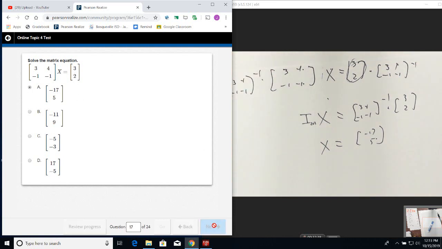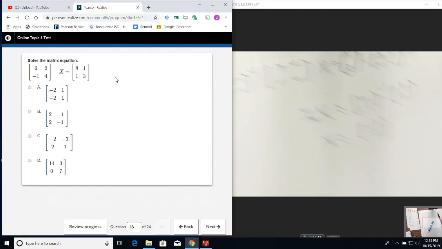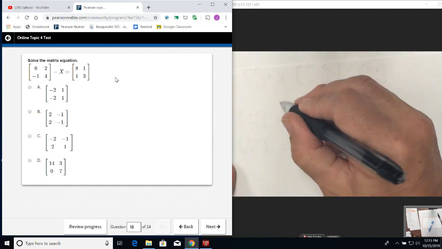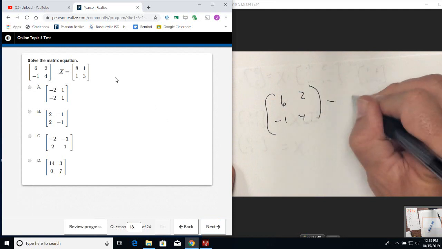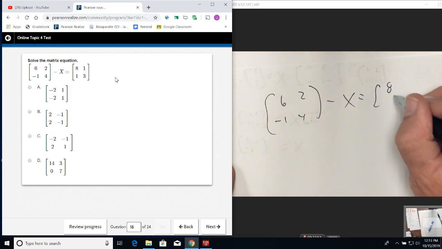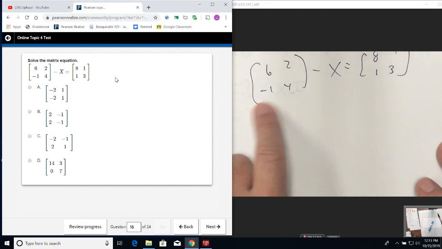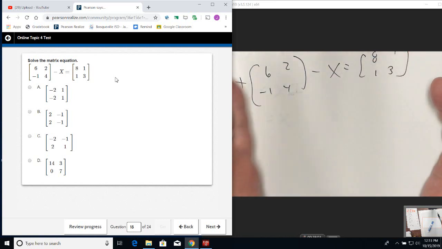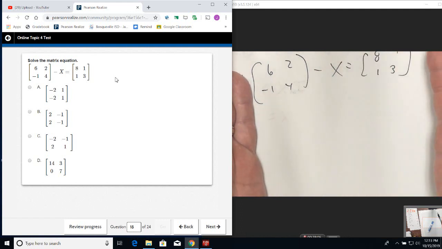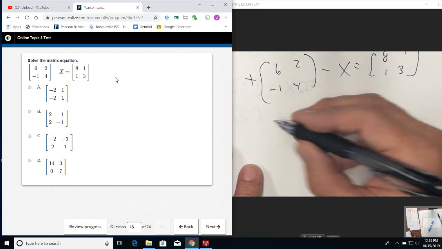All right, I'll do one more with you, and then you can do the rest on your own. Solve this matrix equation. So first of all, this one's not as hard. This is [6, 2; -1, 4] minus some matrix is equal to [8, 1; 1, 3]. So to solve that, all I have to do is get rid of this [6, 2; -1, 4], and that's a positive matrix. So just think of an equation where that's like a positive 6 minus x is equal to 15. How would you get rid of a positive 6? You would subtract 6.